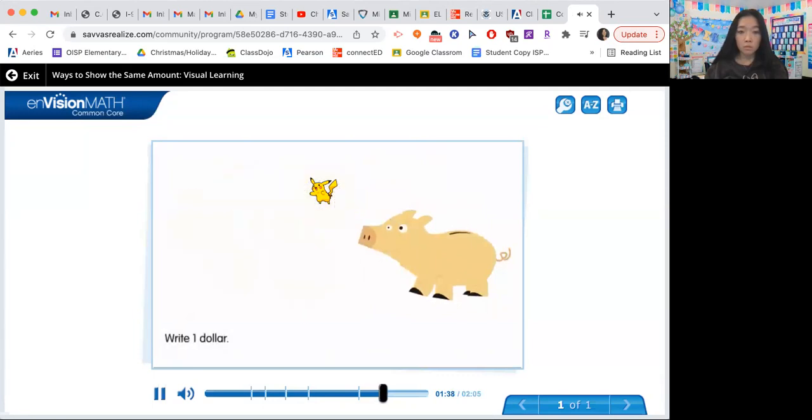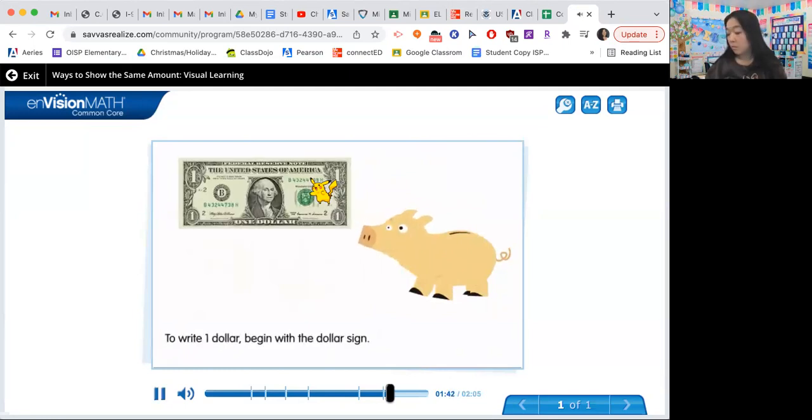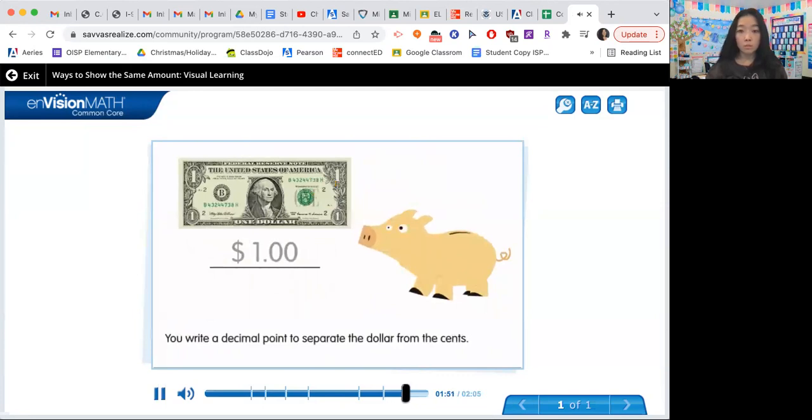Write $1. To write $1, begin with the dollar sign. You write a decimal point to separate the dollar from the cents. This says $1. Now you know different ways to show and write $1.